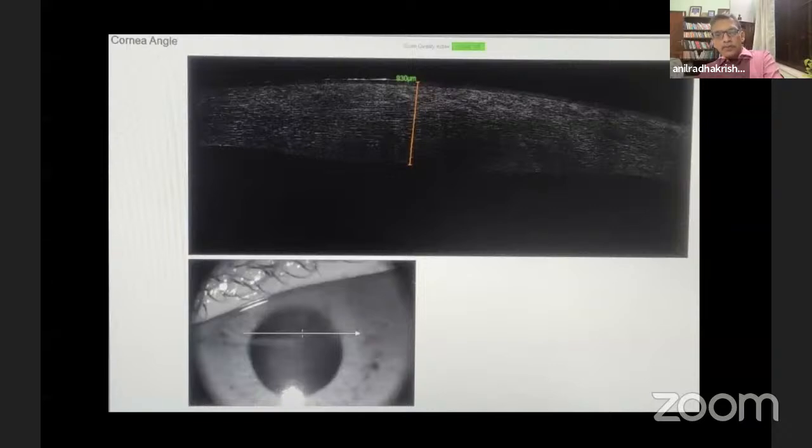Normally the posterior curvature is minus. It is normally around minus 6, near about minus 5.5 to minus 6.5 like that. But here it was coming to a plus value. That is because the posterior curvature is really elevated. I just wanted to show you that.